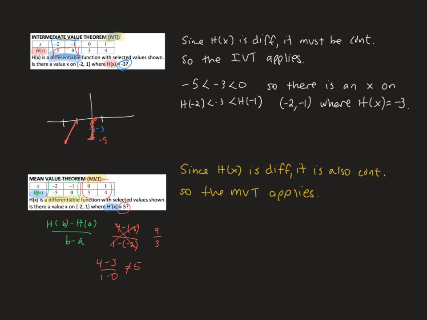And now when I look at this interval right here, I get 0 minus negative 5 over negative 1 minus negative 2, and that becomes 5 over 1, which is 5. So I found a place where that average rate of change equals 5, so I know there's an instantaneous rate of change that will equal 5 within that given interval right here. So now I've found it. Now I just need to sum it up.